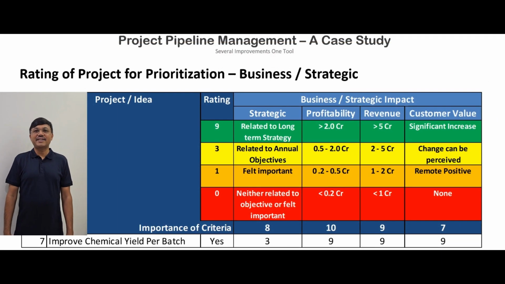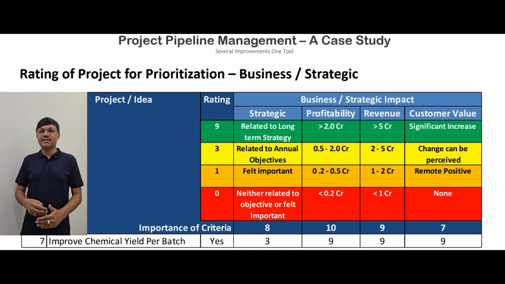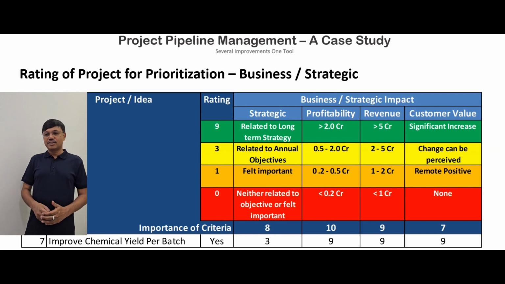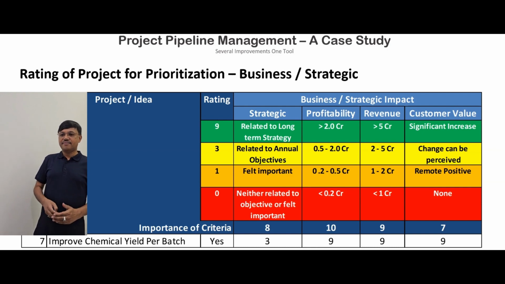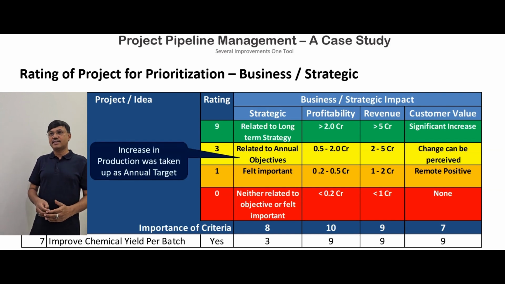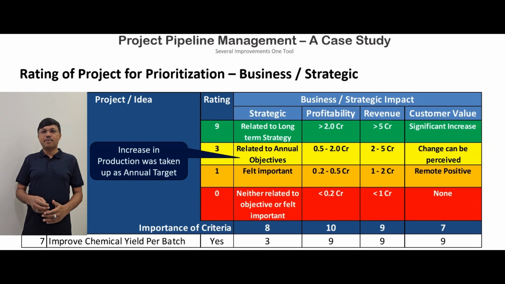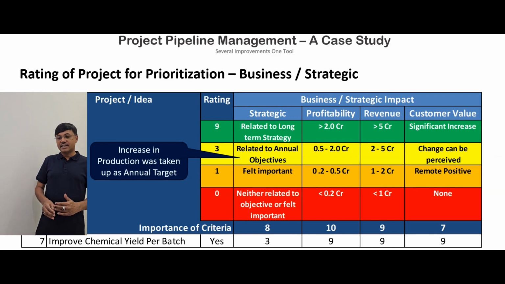Once the project is identified, the team is expected to prioritize the project, and if it is high on the priority, the team should take the project. So the team decided to prioritize the project on the given scale, and first, based on the business and strategic imperatives, they found strategically the project has annual level importance, and therefore rated it 3 on strategic importance.